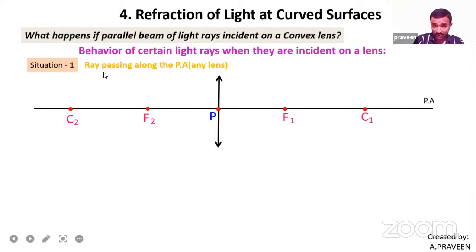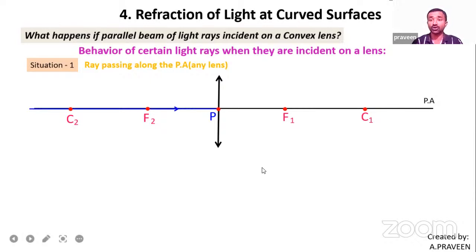After this, the task is given along the principal axis. The line joining the center and the pole is called the principal axis. Then if you send in a light ray, that condition is given along the principal axis. Here I am taking a light ray along the principal axis. The blue colored ray is given on the principal axis.